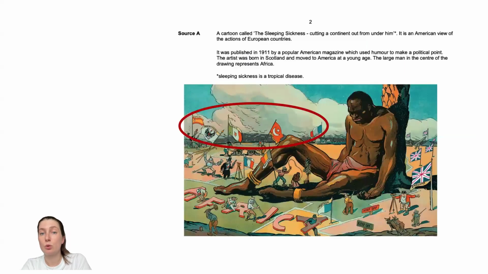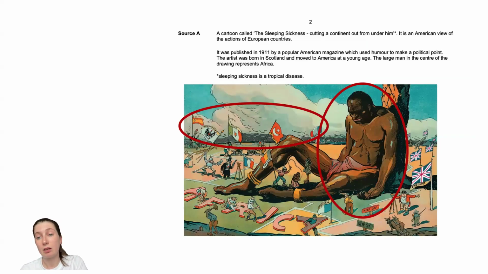In terms of things we can talk about, as I said, we've got lots of different flags all being dotted around the continent of Africa. So that's one thing we might want to pick up on in terms of what it's telling us. We've also obviously got a large character in the middle, described as a large man in the center, representing Africa. We might want to think about how he's been presented. So he doesn't look very happy.